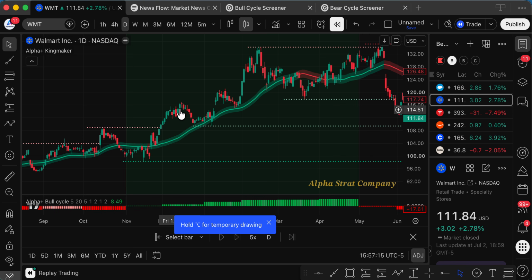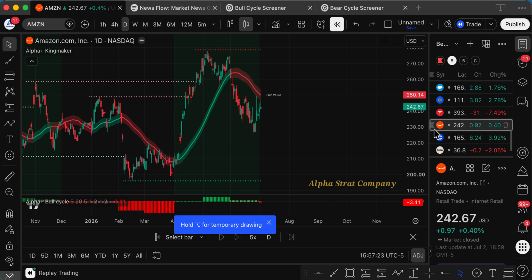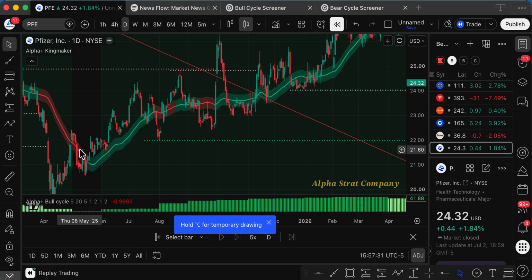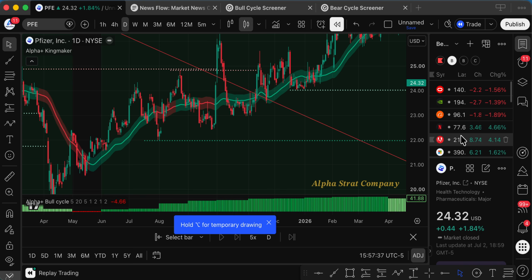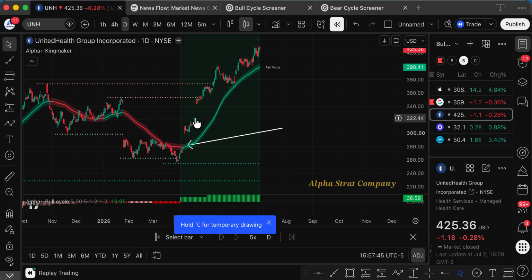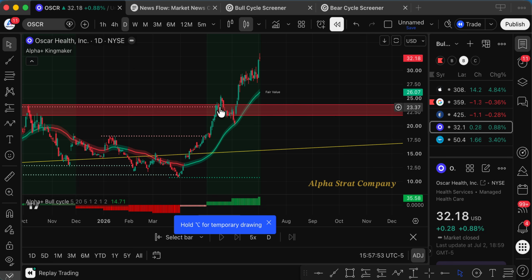I'd much rather just buy here, sell somewhere up here, and then be like, all right, I'm going to go look at Tesla, or I'm going to go look at Amazon. Buy here, sell here, go find another one. Buy here, sell here, or here, go find another one. Happens all the time, all day long. Buy here, you probably would have sold somewhere in here, go find another one.